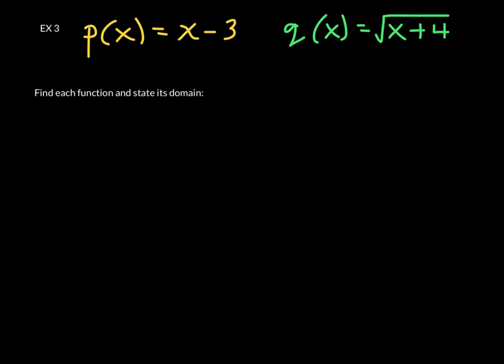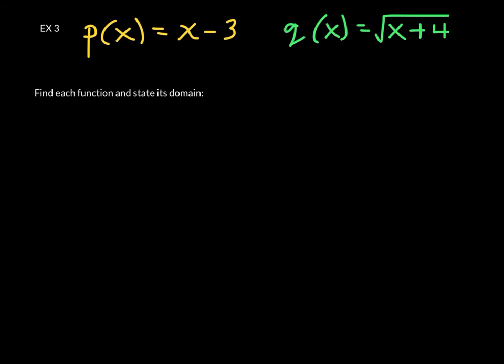Okay guys, we finally reached the last example under this objective of combining functions, okay? So finally we have a couple different functions. P of x is equal to x minus 3, a linear function. Q of x is equal to the square root of x plus 4. This is a radical function or a square root function, you can say. All right, what we're going to do is find a couple of functions here and state its domain, all right?